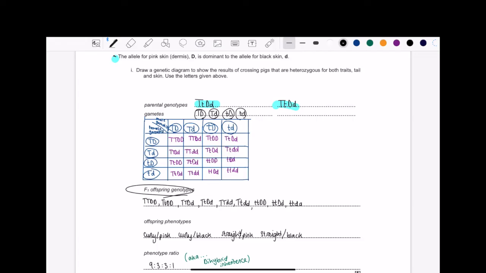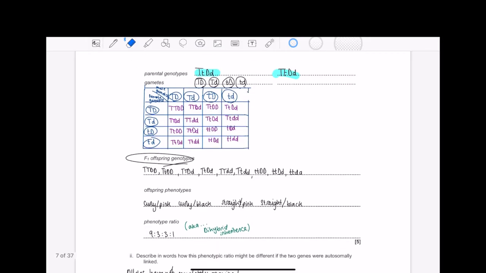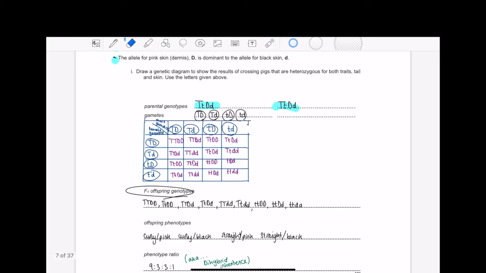So, when it says F1 offspring genotypes, the way you can work that out is by writing the genotypes for both the parents, the mother and the father, on the top row and down as well. And in that way, you can just do a Punnett square, TD and TD will make TTDD, all capitals. It's very simple. If you don't know how to do a Punnett square, there are so many videos online of how to do it. So that's that.